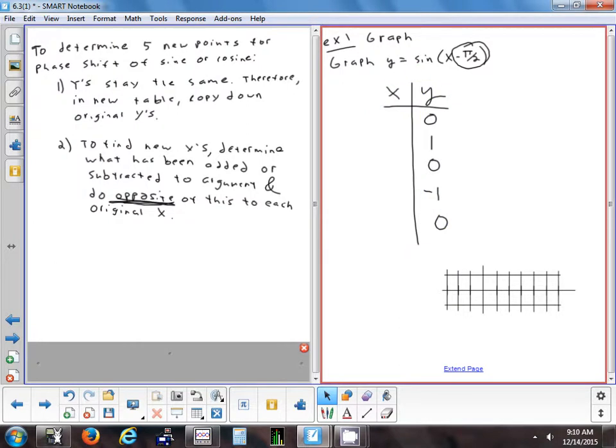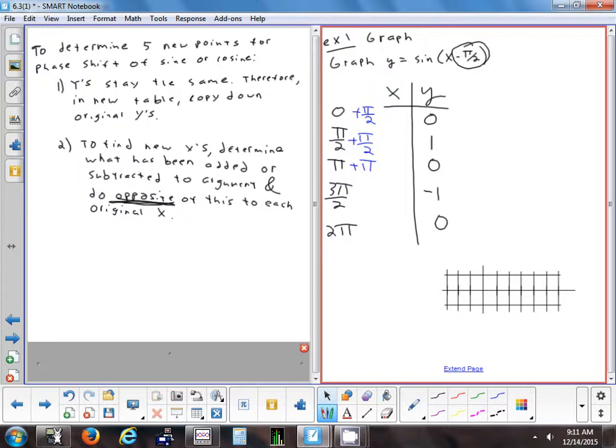Now, I'm going to write down my original x's, but I'm not going to put them in this table. I'm going to put my final answers in this table. So I'll put them off to the side. 0, pi over 2, pi, 3 pi over 2, 2 pi. And based on step 2, what am I going to do to all these x's? Add pi over 2. Perfect. All right, so plus pi over 2 to all of them.